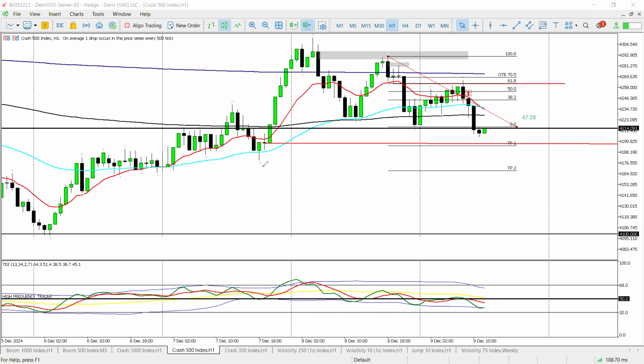This is Crash 500, a synthetic index, which is found on deriv.com. I'll try to put a link in the description for those who don't have these accounts. You can also trade your currencies here on deriv.com as well. Currencies, stocks, indices, crypto, everything. They literally have everything, and they also have these assets called synthetic indices, which you can trade over the weekend and over the public holidays as well. They run like 365 days a year.